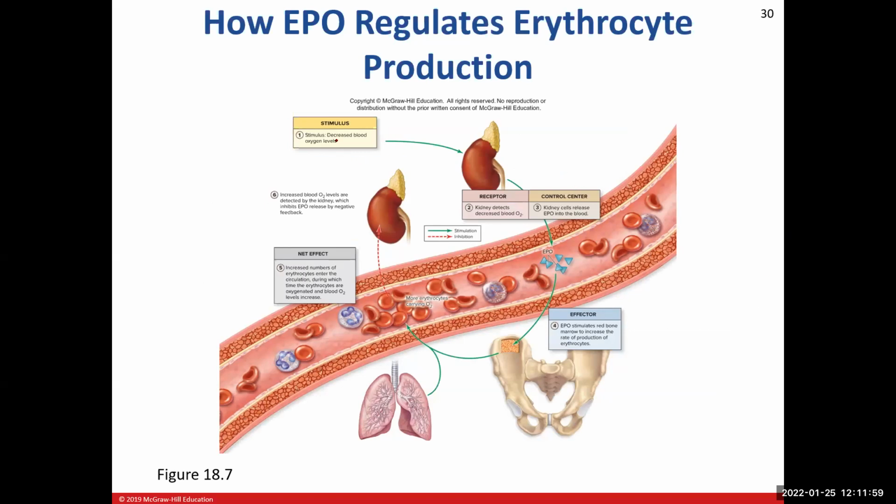Here's the stimulus. We see decreased blood oxygen levels. The kidneys then release the erythropoietin into the blood. The erythropoietin then stimulates the red bone marrow to produce erythrocytes, and then the erythrocytes get dumped off into the blood, therefore increasing the blood oxygen carrying capacity. And then by the negative feedback system, that will shut off the kidneys from producing more erythropoietin once you get to the acceptable levels. And that's the beauty of the negative feedback loop.